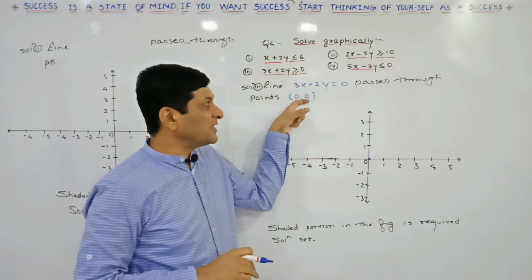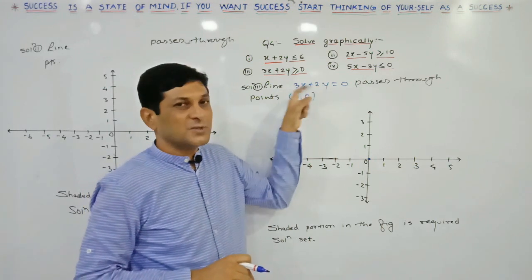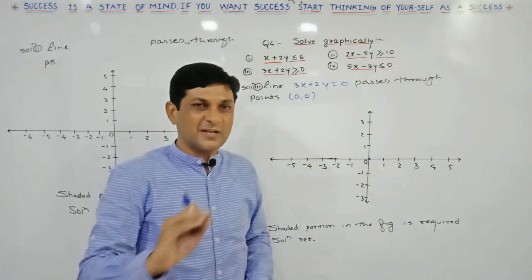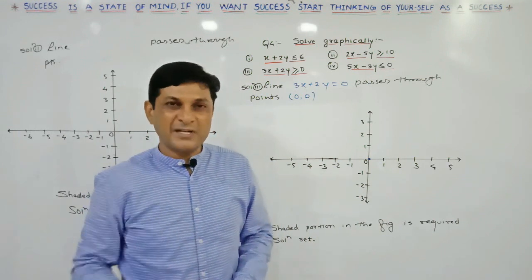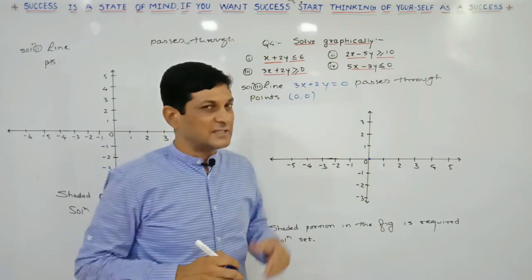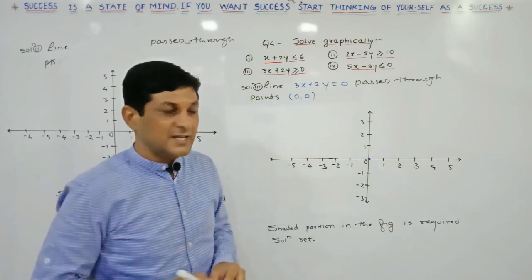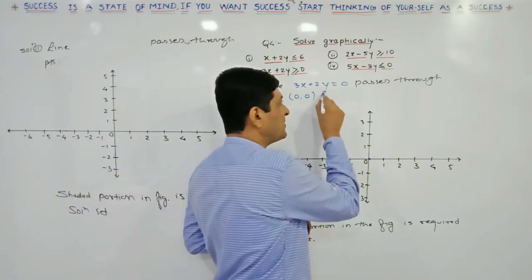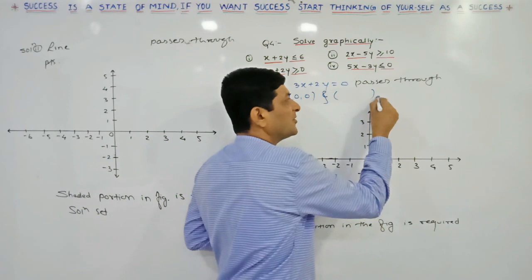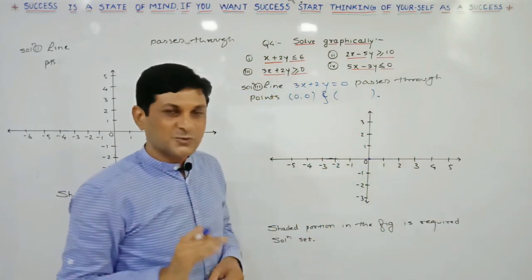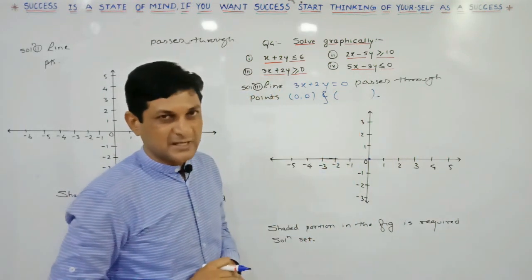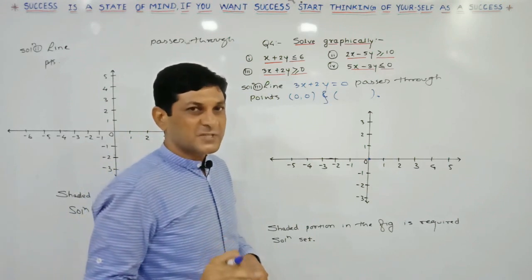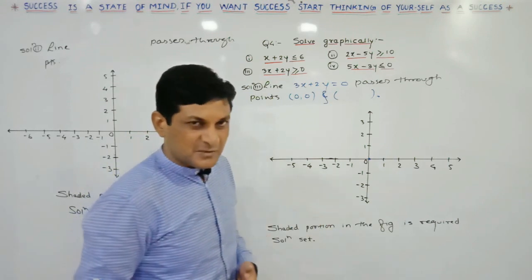If we substitute x equal to 0 and y equal to 0, check that the left hand side and right hand side become what? Equal. So simply remember that whenever the constant term is 0, at that time the line passes through what? Origin. In this way we have got the coordinate of one point on the line. Now we have to find the coordinate of a second point on the line, so that we are able to construct the line easily. To find the coordinate of the second point, just perform some rough work here.